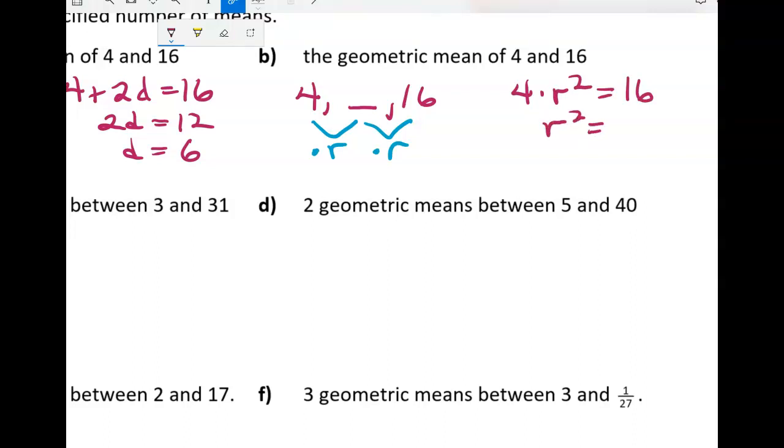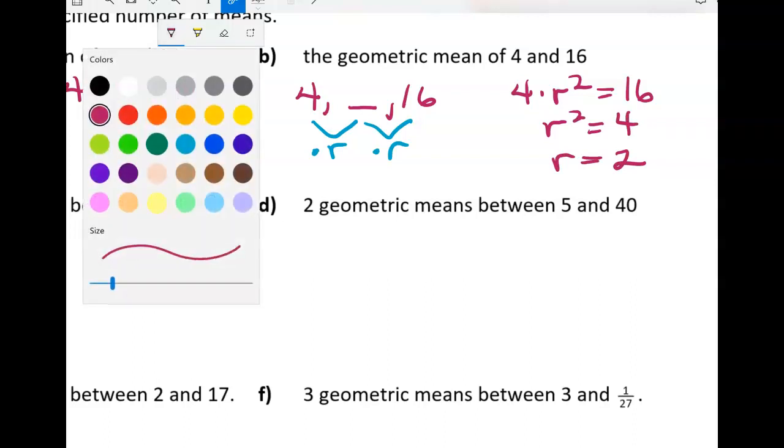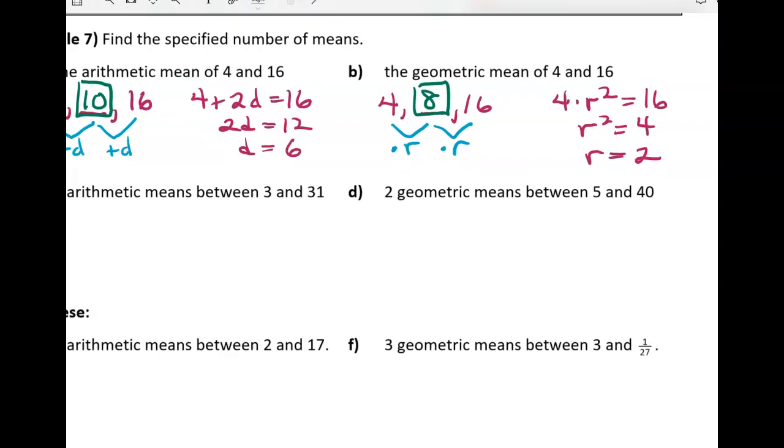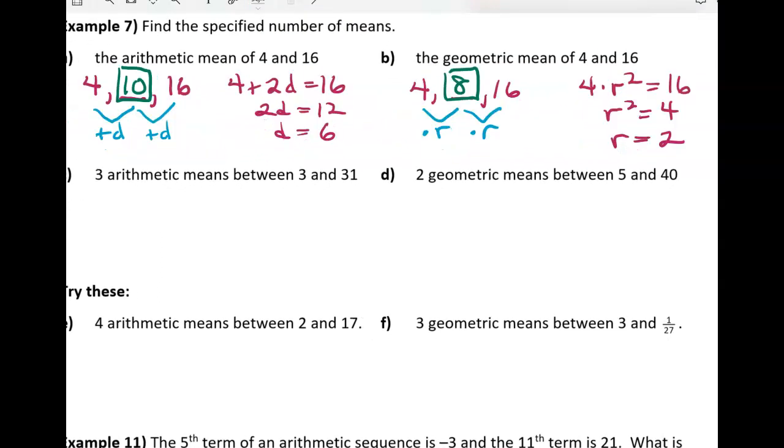Let's divide by 4 and take a square root. We'll assume the positive square root. So our common ratio is 2. So 4 times 2 is 8. 8 times 2 is 16. That forms a geometric sequence. So you notice that we get two different numbers here. The arithmetic mean between 4 and 16 is 10. The geometric mean is 8.